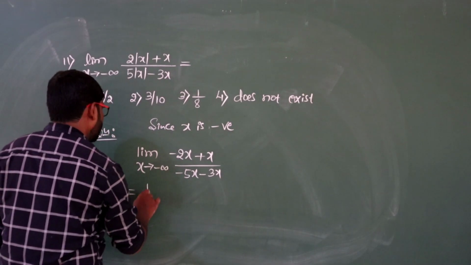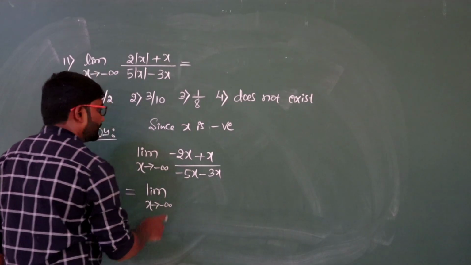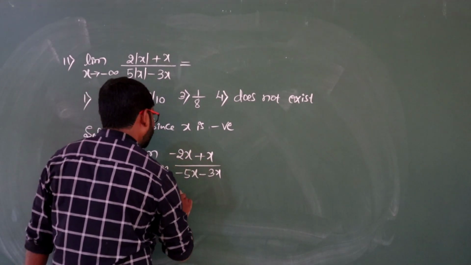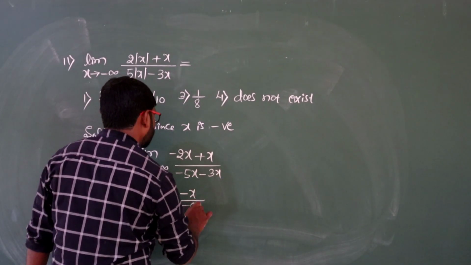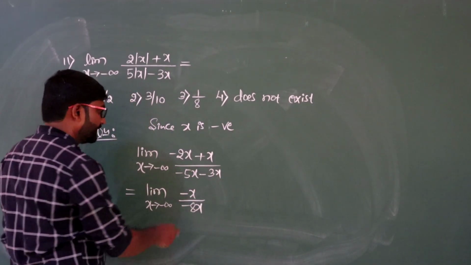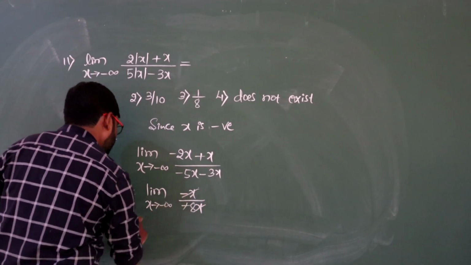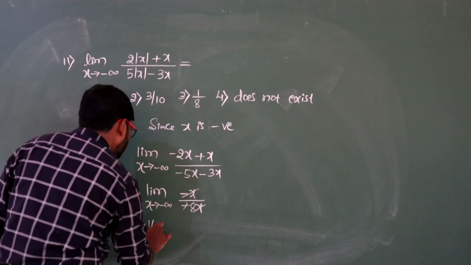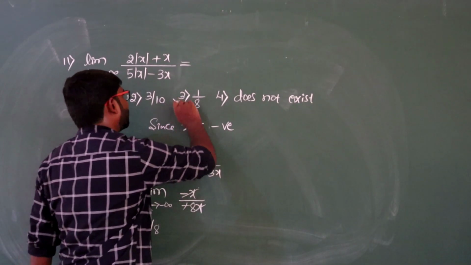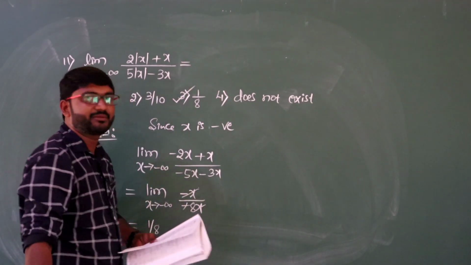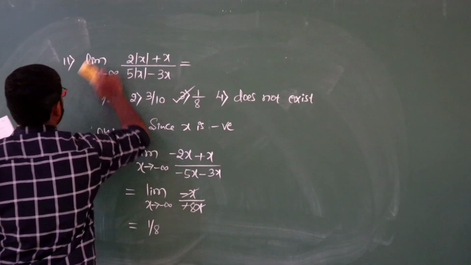So this is equals to limit x tends to minus infinity. So minus 2x plus x will be minus x divided by minus 8x. Minus x and minus x get cancelled, 1/8. Limit of a constant, it is a constant. The answer is 1/8. Check the options now. Option 3 is the correct answer. So this is all about question number 11. Note down this, then I will take up the next question. Question number 12.